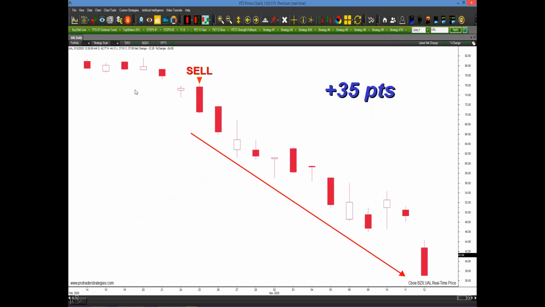So a sell signal was generated. Stock has fallen 35 points coming into the 12th, or last week. And if you missed that, there were already more signals being generated along the way, the first week of March.